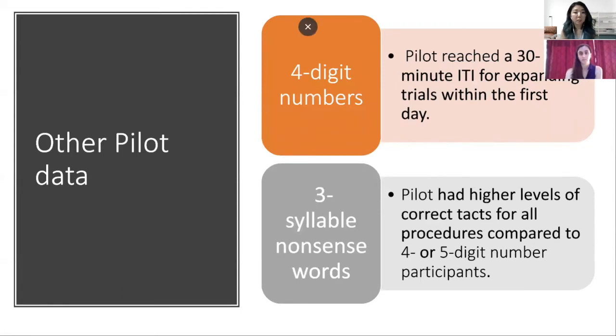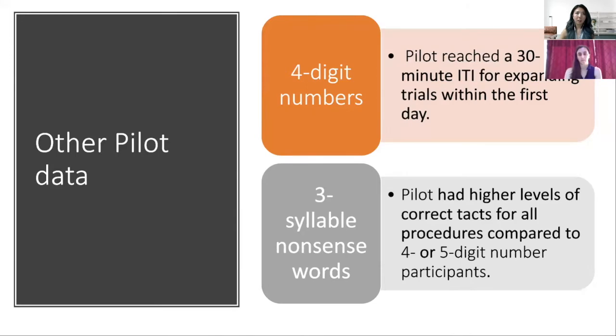For our other pilot participants, we also wanted to test 4-digit numbers and 3-syllable nonsense words. For the 4-digit number participant, we found that with space trials, the participant had much higher levels of correct tacts when compared to mass trials. They had also reached a 30-minute inter-trial interval for expanding trials within the first day. For the participant who tested with the 3-syllable nonsense words, on the first day, the participant had higher levels of correct tacts for all 3 procedures when compared to other participants who tested with 4 or 5-digit numbers.